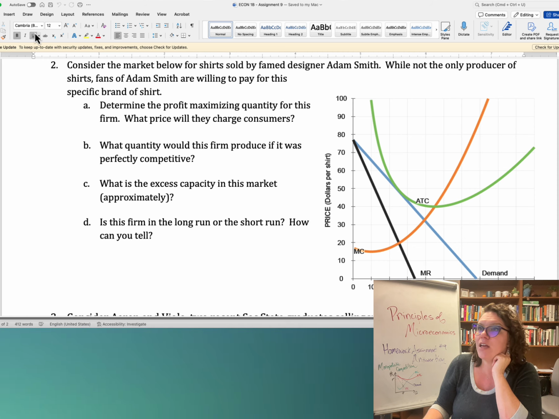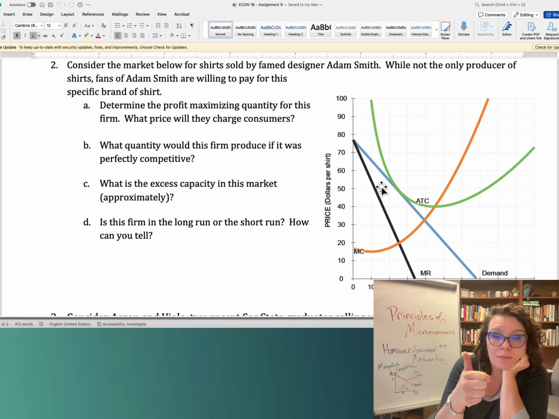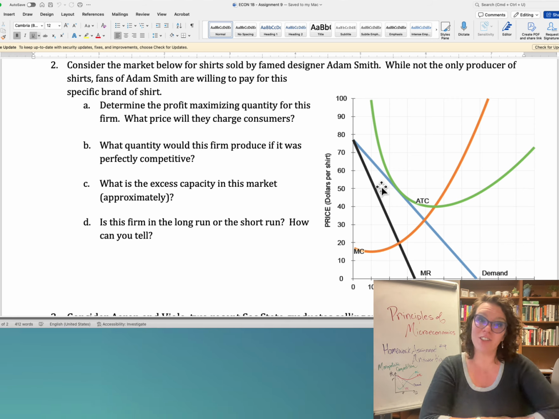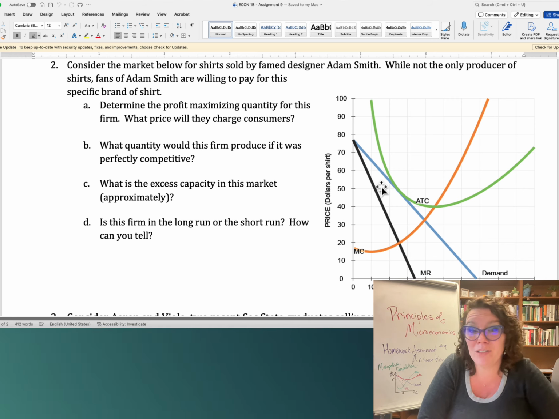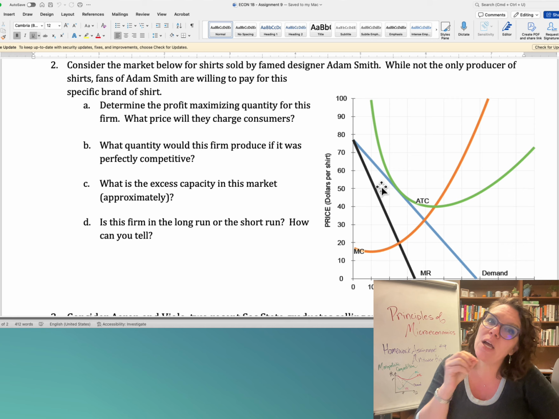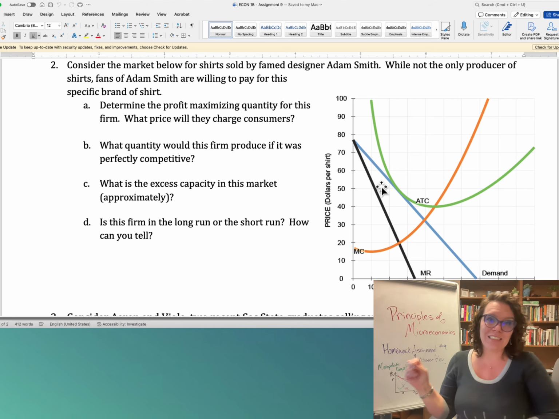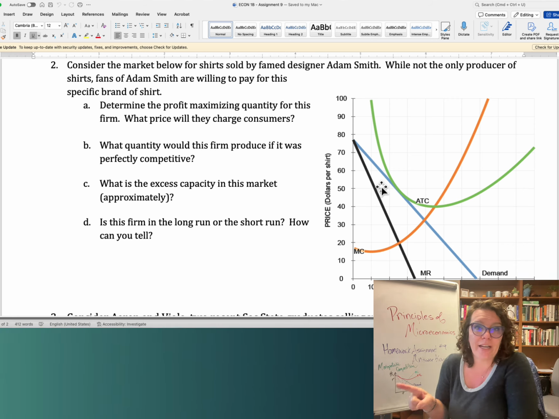If I insert another line for where the price is going to be, if I were to try to calculate the profit level here, I would say price minus average total cost times quantity. And price and average total cost are equal. So it's going to be zero no matter what quantity we produce at. And so that's how I know this is a long run outcome, because this firm is earning zero economic profits, and that occurs in the long run.